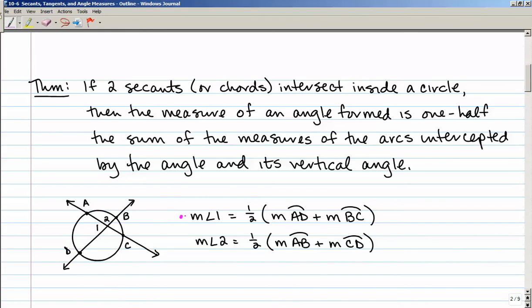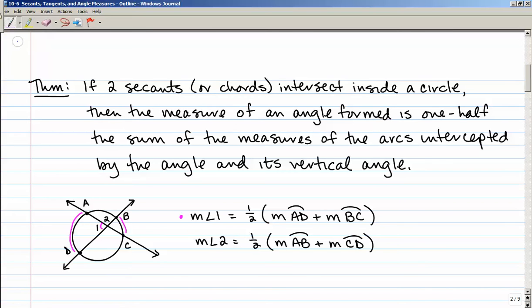Let's look at angle 1 here. So what they're saying is the measure of angle 1 is equal to 1/2 of this arc plus this arc. And as you can see, angle 1 intercepts arc AD, and the angle that's vertical to angle 1 intercepts arc BC. So the measure of angle 1 is going to be 1/2 of this arc plus this arc.